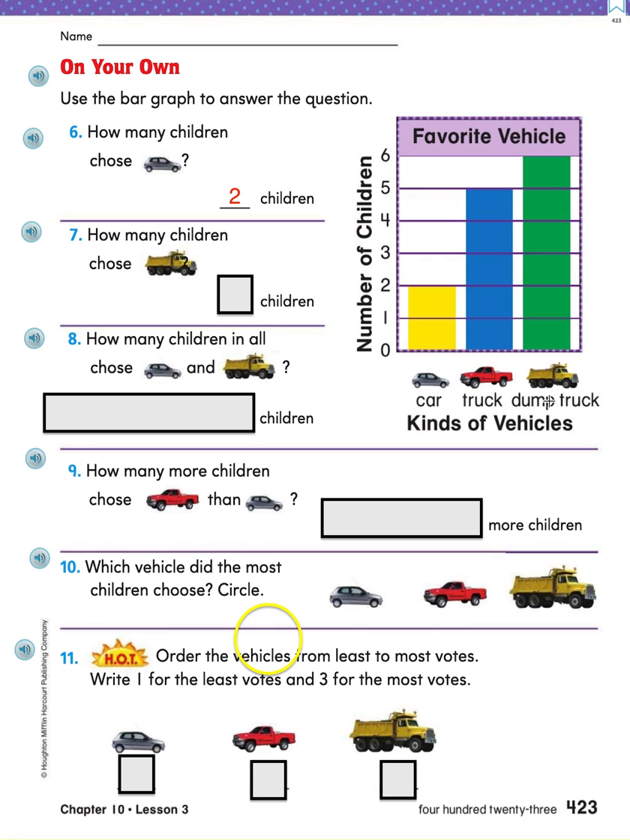If we go over here to dump truck, our category, we're going to trace the bar all the way up until it stops, and then we're going to go over to our number, and we get the number 6. So 6 children chose dump trucks.